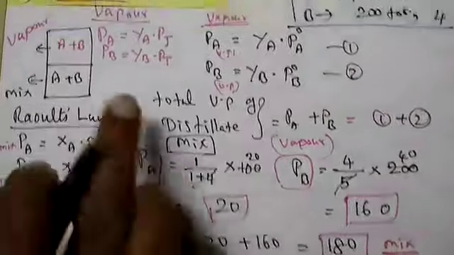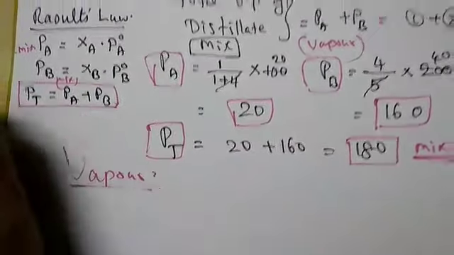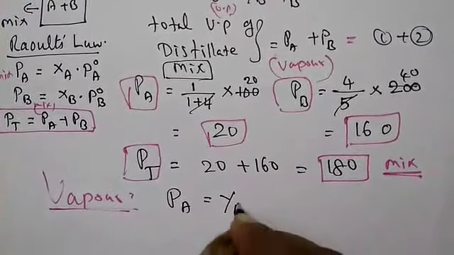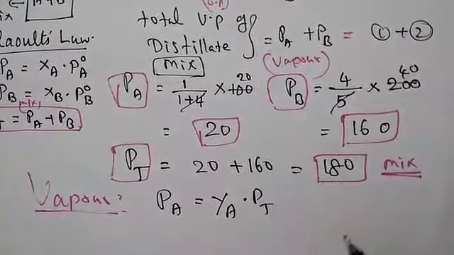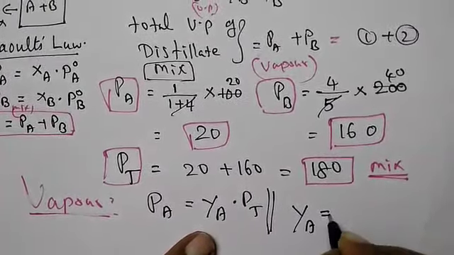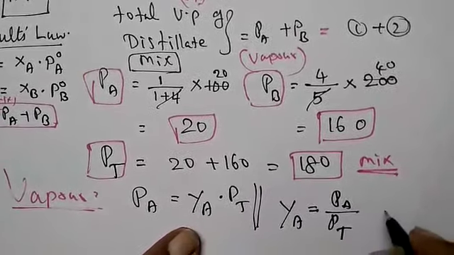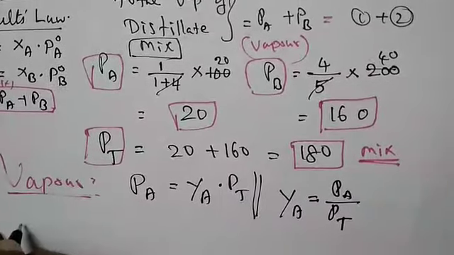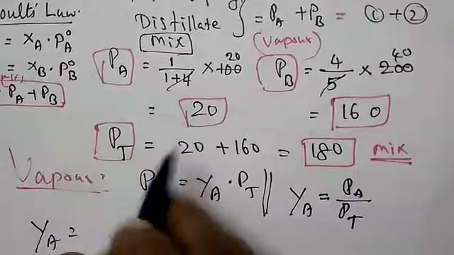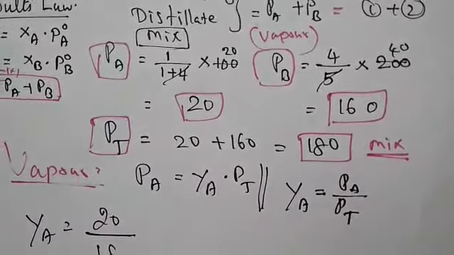Next we go for the second part, which is the vapor condition. The vapor formula is given: PA is equal to YA into PT. I have to calculate YA, so the formula is YA is equal to PA by PT. Like that you have to go for YB also. Let us do it separately. YA is equal to PA, which is your 20, divided by the total, 180.